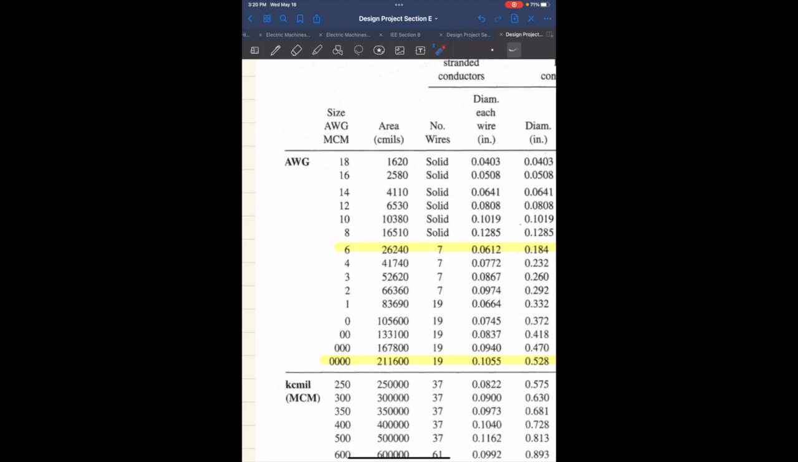Anyone know why they're stranded? Why all of a sudden we start stranding? Skin effect. Say it again? Skin effect. Right. It's because of the skin effect. Okay, we're going to talk about it in just a moment. The skin effect is why we have to strand it. All right? And the skin effect is also why we have to consider the ninth harmonic, because the skin effect is affected by the frequency. Okay?